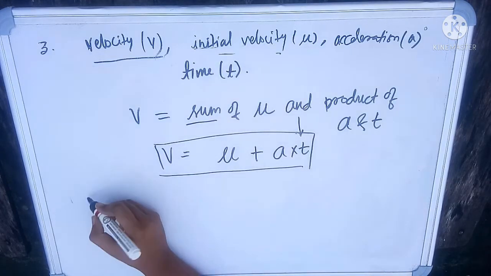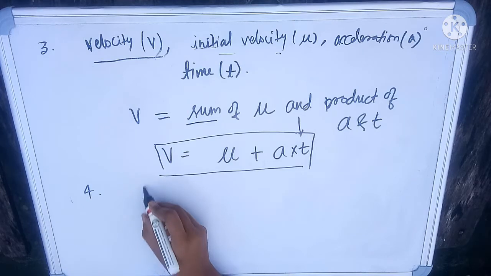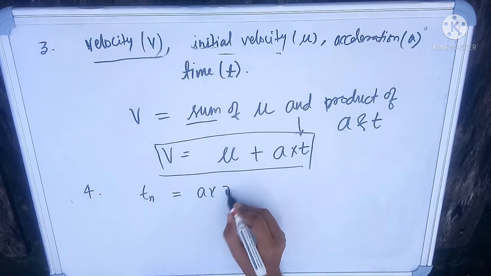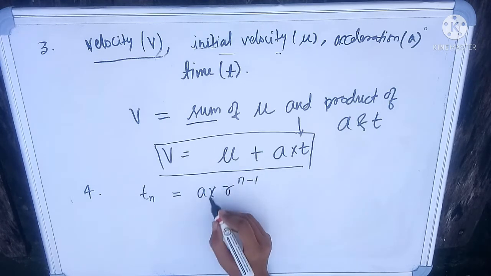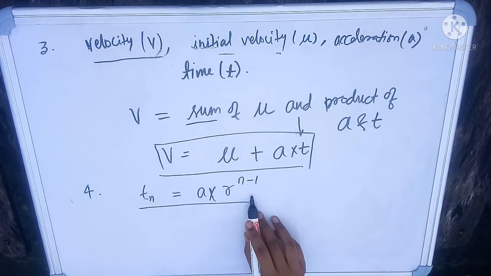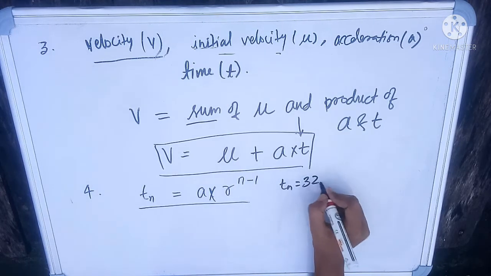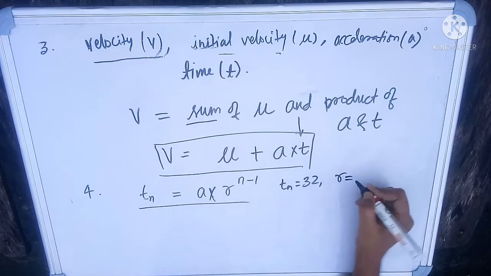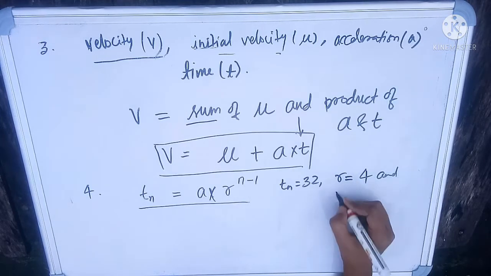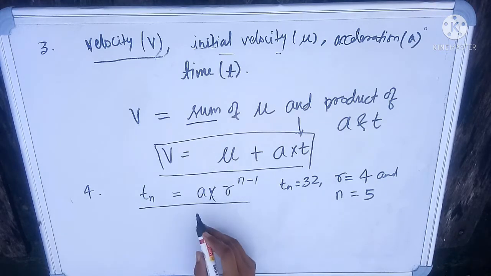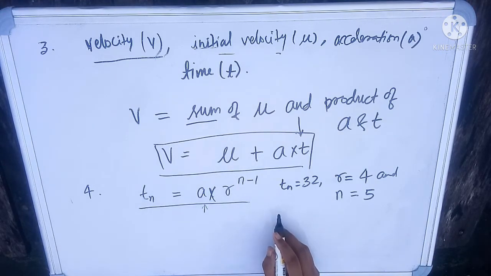In the next question, question number 4, we are given that T of n is equal to a multiplied by r to the power n minus 1, and we have to find the value of a. So T of n is equal to 32, r is equal to 4, and n is equal to 5. Now you can solve this by making a the subject, or you can directly put in the values and then change a to the subject to find the value of a.